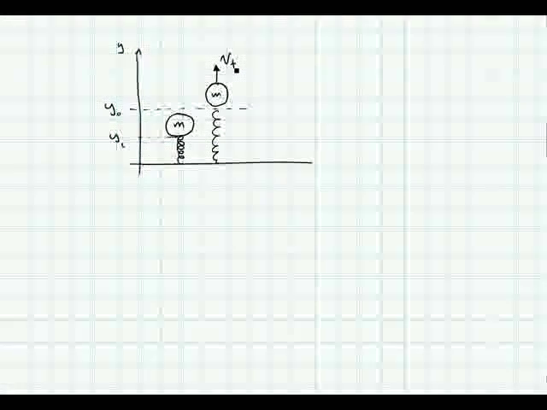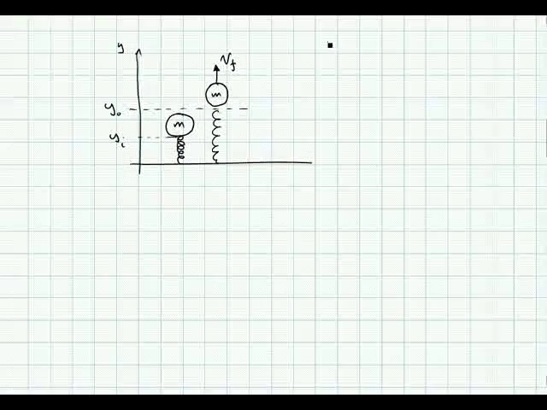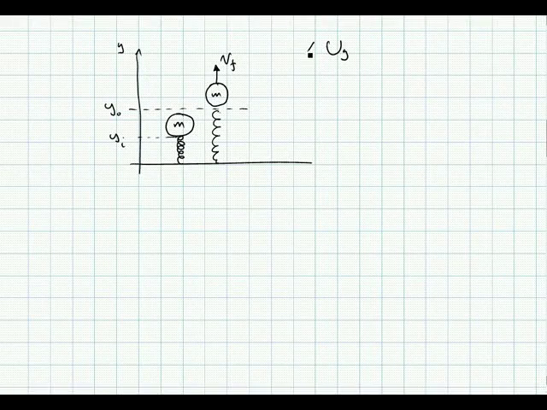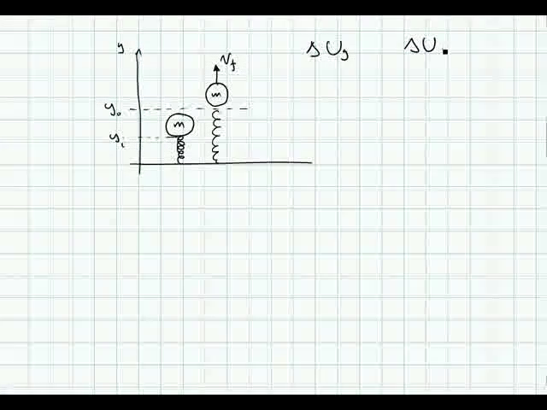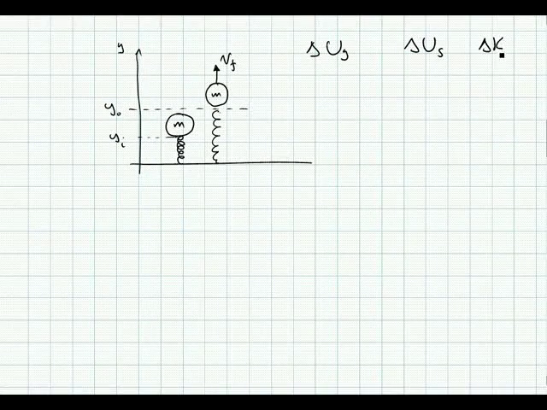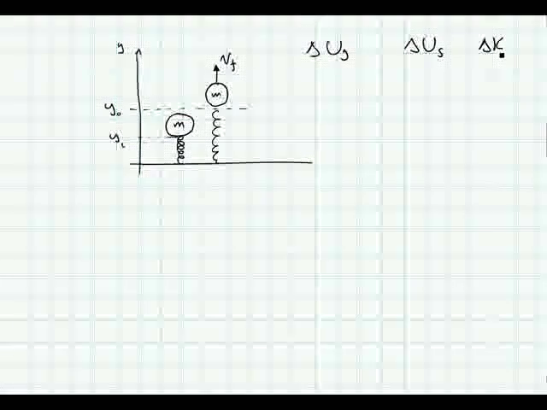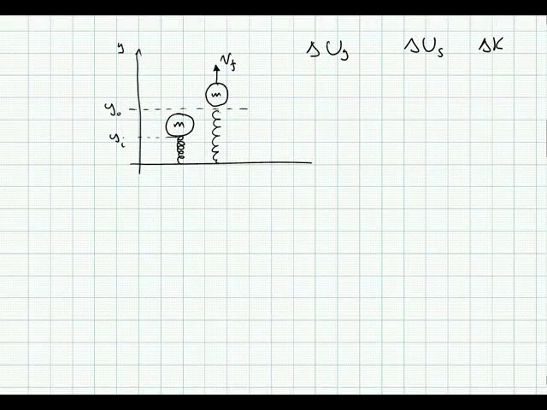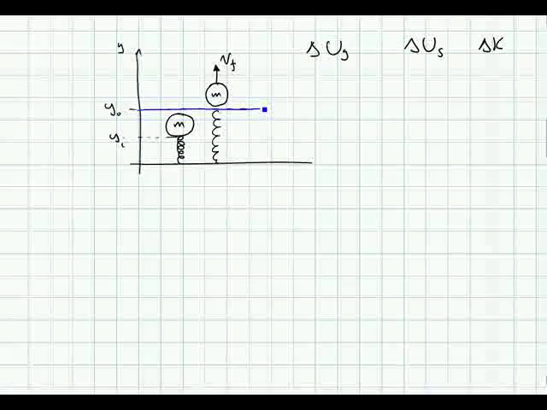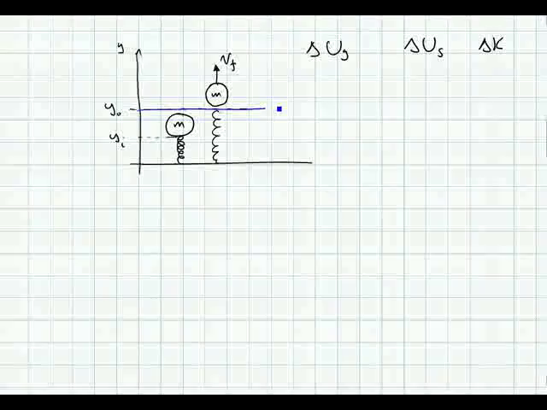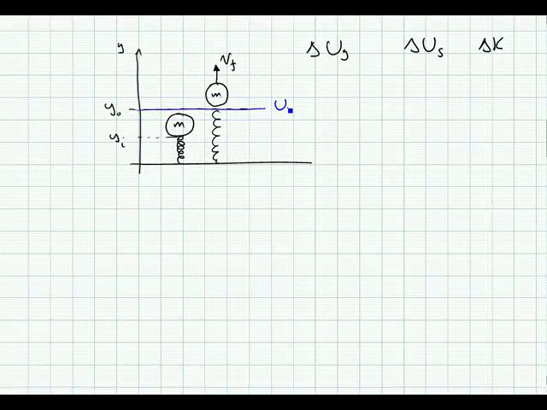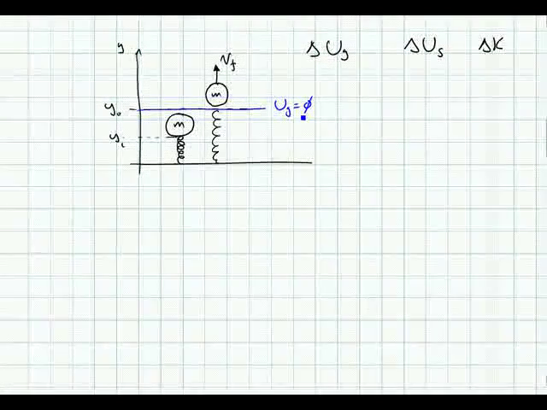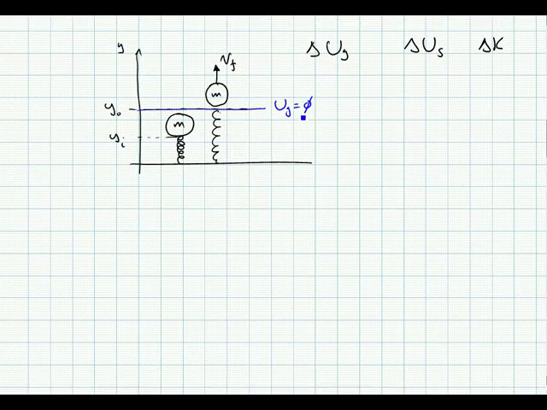Okay, so in this case we have both gravitational potential energy change and spring potential energy change, as well as kinetic energy change. So we defined our zero level for spring potential energy, that's y naught. I'm going to define this value also to be my ug naught. So at y naught, ug is also 0. So now, this is our initial value, that's our final value.